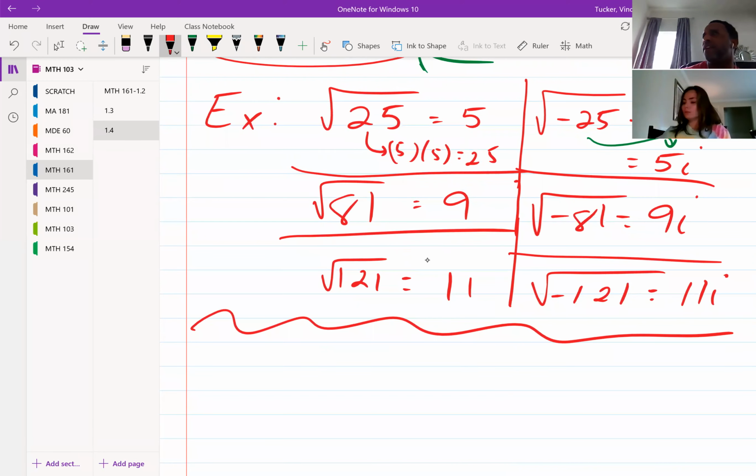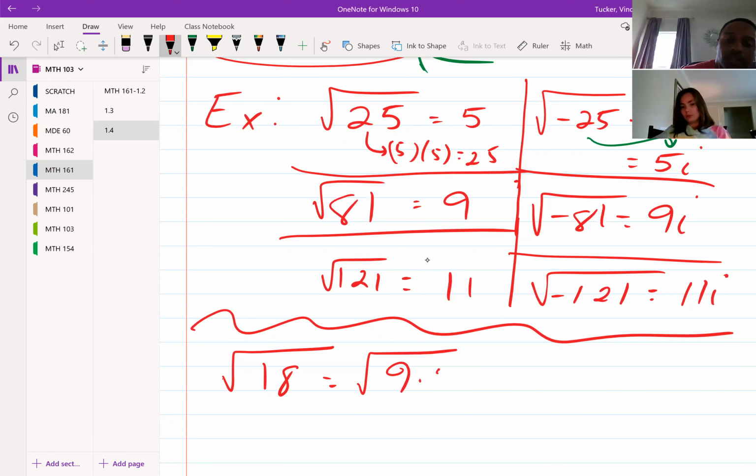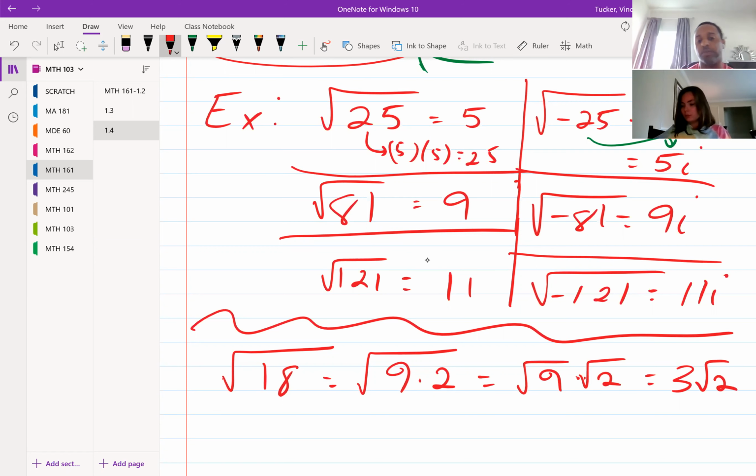Also, don't forget that even if you cannot take the square root of something evenly, you still are expected to simplify as much as possible, if possible. So let's say I had the square root of 18. We cannot take the square root of 18 evenly, but I can take the square root of one of the factors. So I can break it up into 9 times 2, take the square root of the 9, and leave the 2 under the radical. That would be 3 square root of 2.